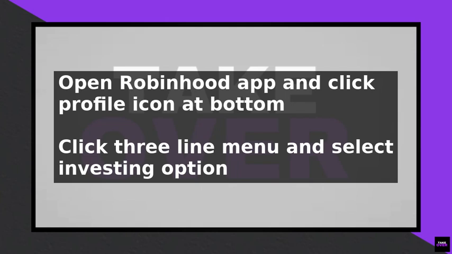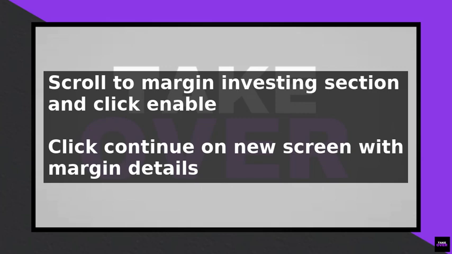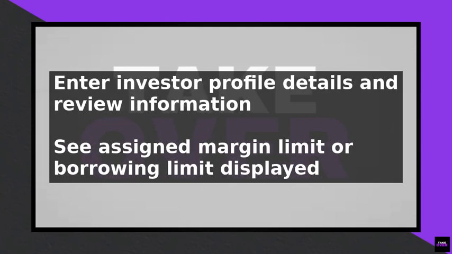To begin, open the Robinhood app and click on the profile icon, located at the bottom of the screen. Next, click on the three-line menu at the top of the screen and select the investing option. Scroll down to the margin investing section, which will be disabled, and click on the Enable Margin Investing button.